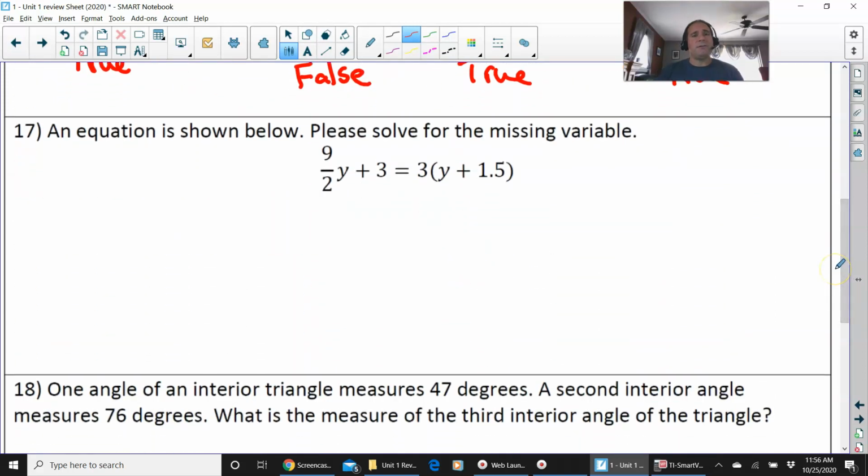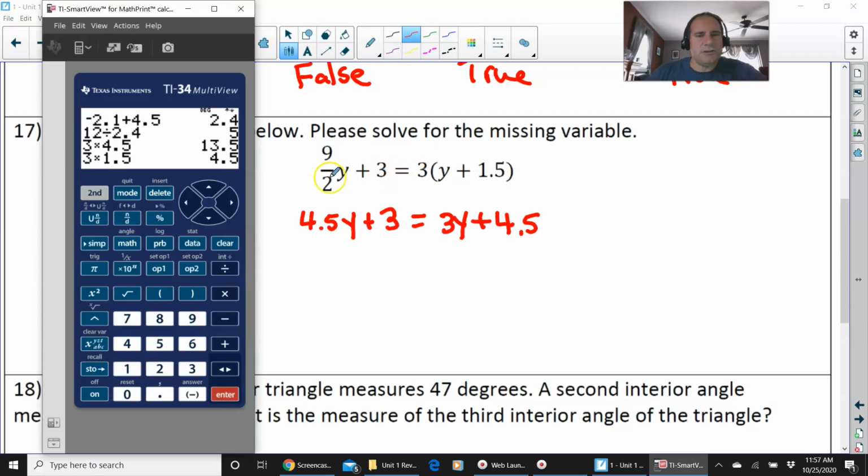Number 17, an equation is shown below. Please solve for the missing variable. Go ahead, try the problem now. Press pause, and we'll come back with an explanation. So I did change 9 over 2 to 4.5. As soon as I saw this was a decimal, I changed this. It's not necessary to. You could leave it 9 over 2. The calculator will deal with it. I just changed it because, look, 9 divided by 2 is 4.5. So that's why I put that.